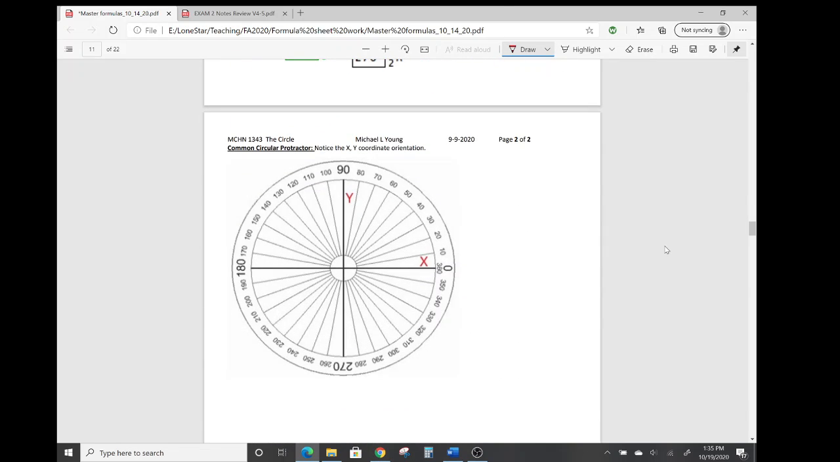Here's a typical circular protractor, X, Y coordinate system. Now, if we were going to do 3 dimensions, we would have Z coming out something like this. But we're not. We're dealing just in 2 dimensions right now. And so that is redundantly moot at this point.